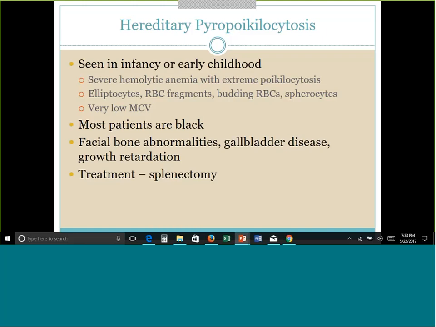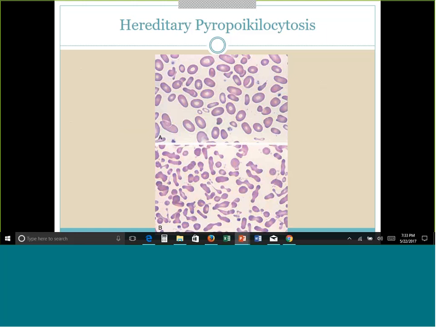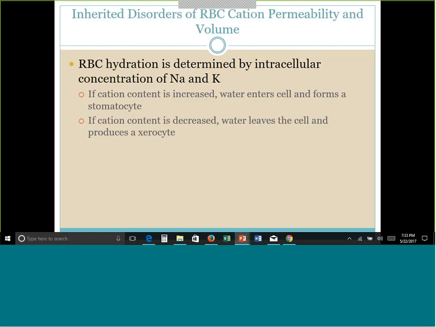All right, so all I would remember on this one is that it's lots of varying poikilocytes with budding red cells, pencil-shaped red cells, elliptocytes, that kind of stuff. It's a lot of varying types of poikilocytes.